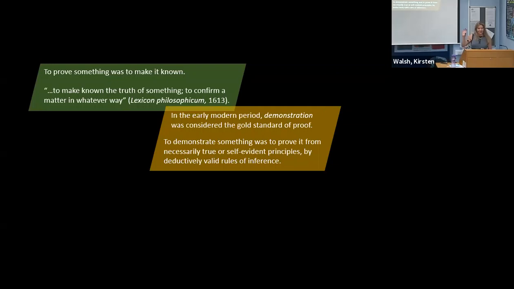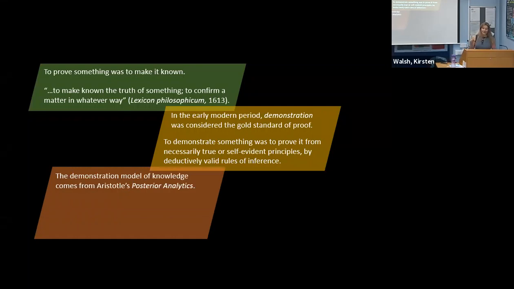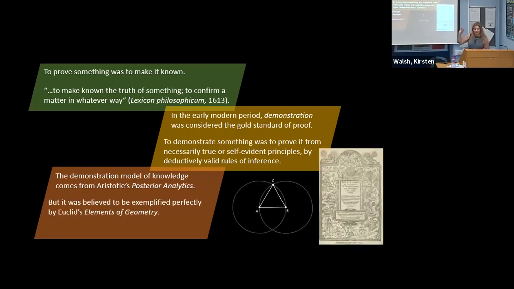So if we're talking about demonstration, then to demonstrate something was to prove it from necessarily true or self-evident principles by deductively valid rules of inference. This demonstrative model of knowledge comes from Aristotle's Posterior Analytics, but it was believed to be perfectly exemplified by Euclid's Elements of Geometry. It's not clear whether it in fact was perfectly exemplified by Euclid's Elements, because what the early moderns were working with was Aristotle's take on what Euclid was doing.